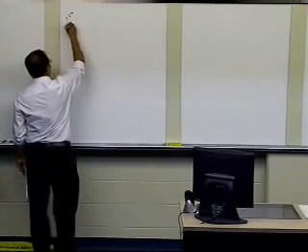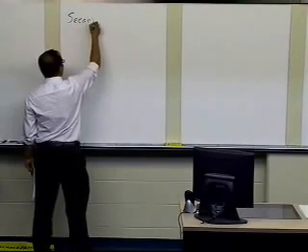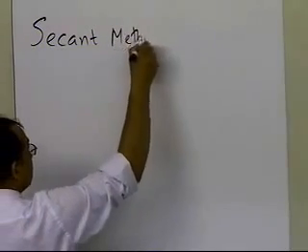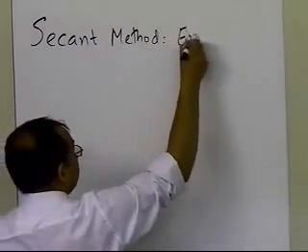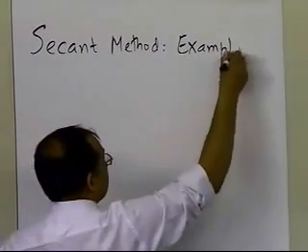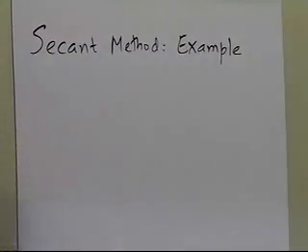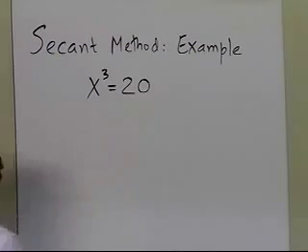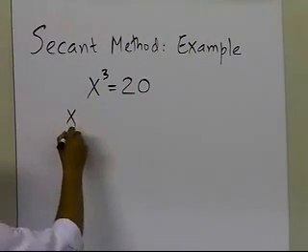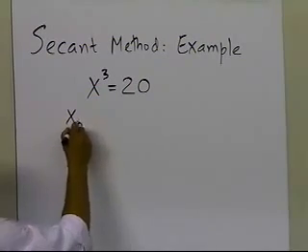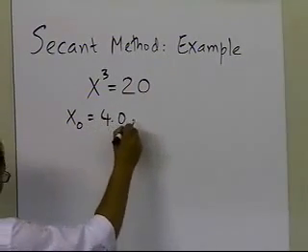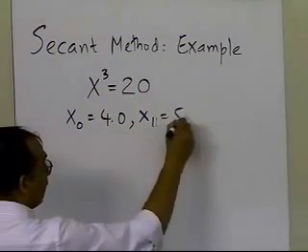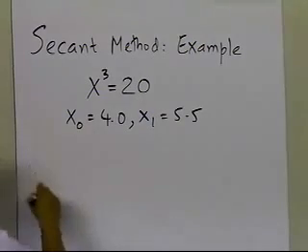In this segment, we're going to take an example of the secant method. Secant method is a way to find out roots of a nonlinear equation. So let's suppose somebody says, hey, x cube is equal to 20. Find the root of this equation, x cube equal to 20. And you are given the initial guesses to be, let's suppose x naught is given as 4.0. x1 is given 5.5. So these are the initial guesses.